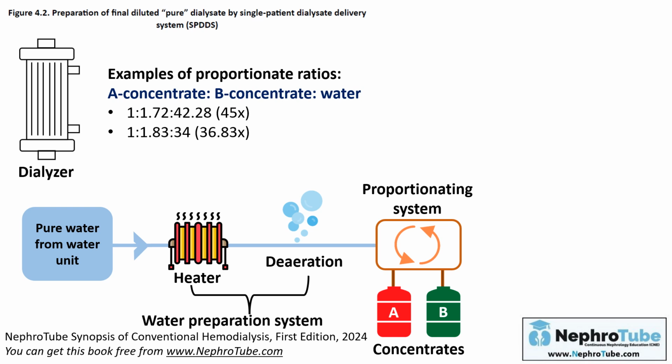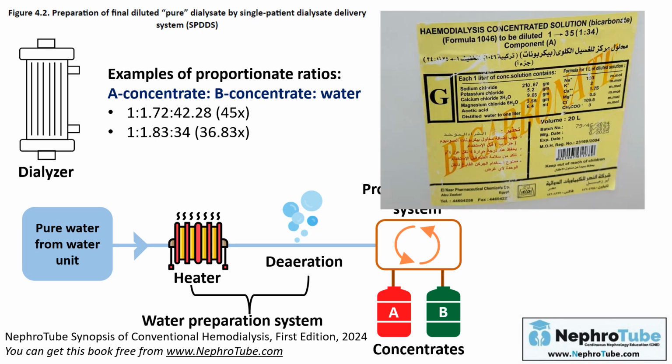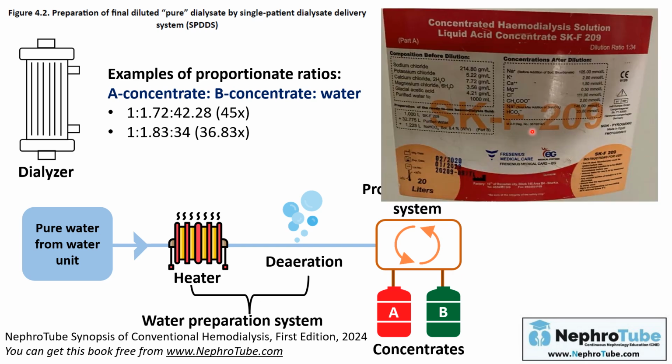For example, here in Egypt, if you see the canister, it is written on the A concentrate, you usually find the ratios on the A concentrate. We'll find here our ratio 1 to 35, and 35 here means 1 to 34. So here we will mix 1 from the A concentrate to 1 from the B concentrate to 34 for the water. This is another example here from Egypt.